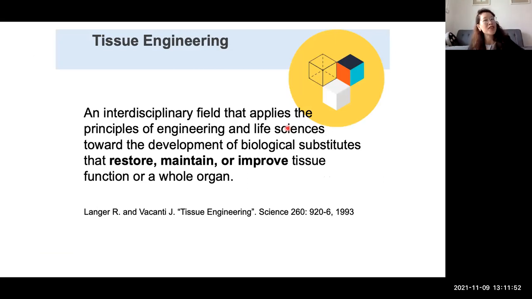This is the definition of tissue engineering. Tissue engineering is an interdisciplinary field that applies many subjects, including engineering and applied science, but with the same goal, which is to restore, maintain, and improve tissue functions and the whole organ.